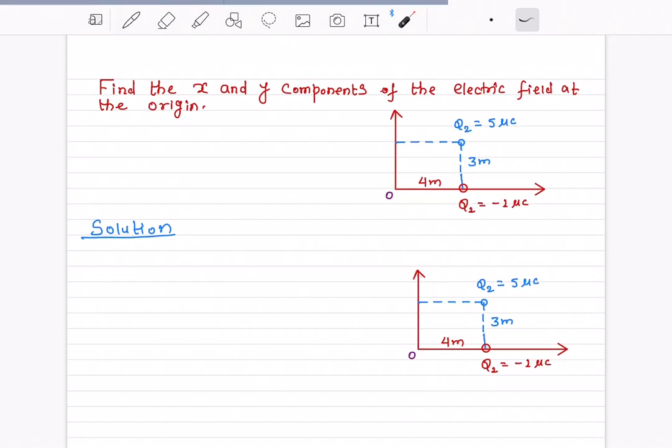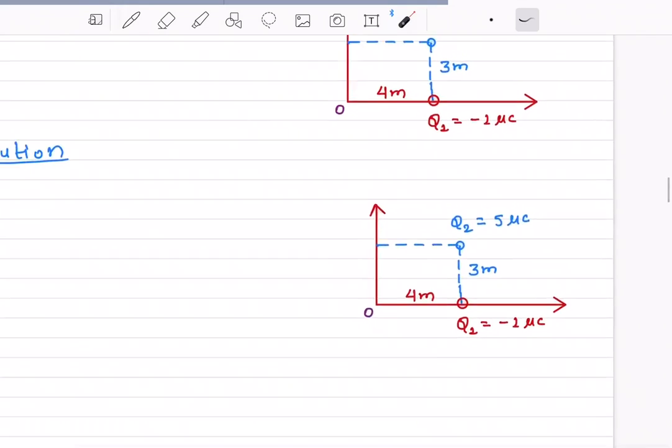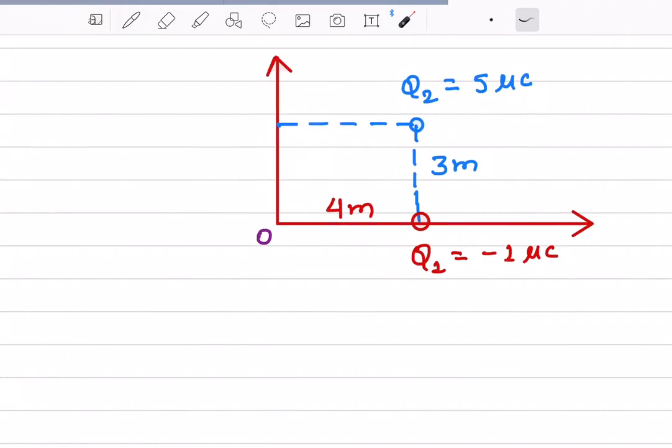Now what we have to find out is the x component and y component of the total electric field at the origin. So due to both charges, we have to find out the x component and the y component. So this will be the x component and this will be the y component.